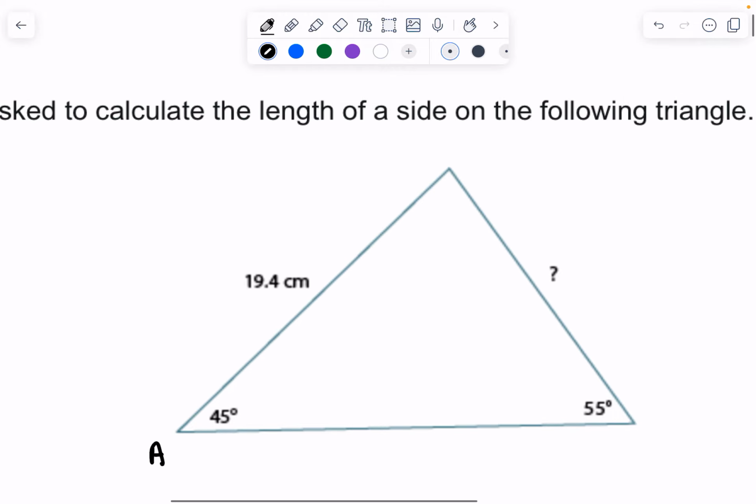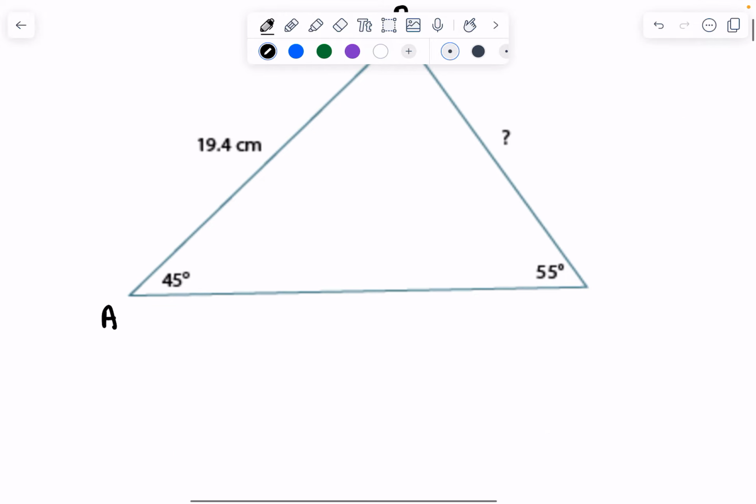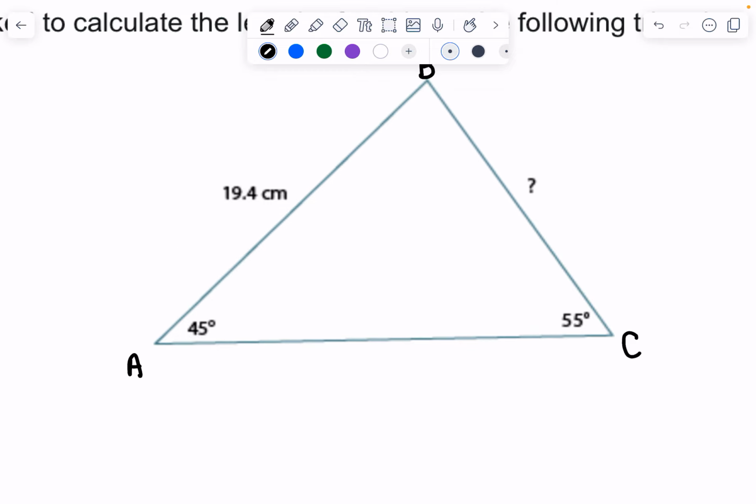So you have angle A, B, and C. You'll notice in the module as well, they labeled all the side lengths that are directly across from the angle. So the question mark, we're going to call A. This down here is B. And then directly across from angle C is side length C.